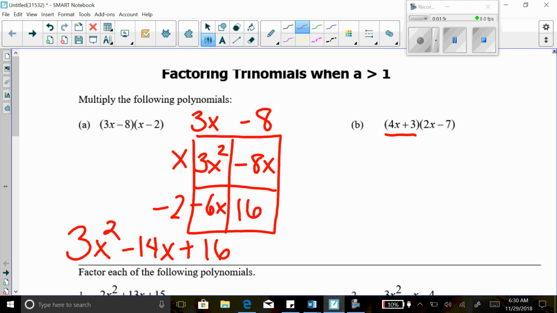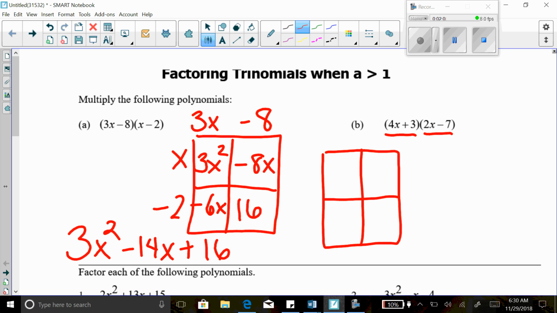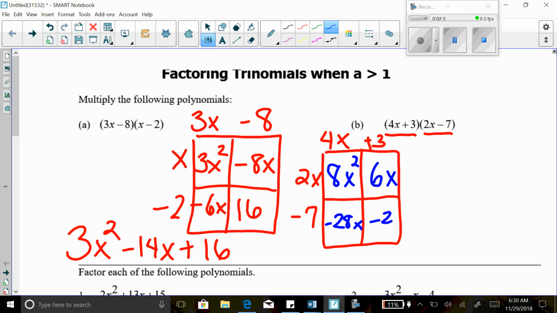Now let's look at B. Same thing. It's a binomial times a binomial, so we use the box method. So I'm going to go ahead and make myself a box here. 4x plus 3, 2x minus 7. And let's go ahead and multiply. Well, 2x times 4x is an 8x squared. 3 times 2x, 6x. Negative 7 times 4x is negative 28x. And negative 7 times 3 is a negative 21.